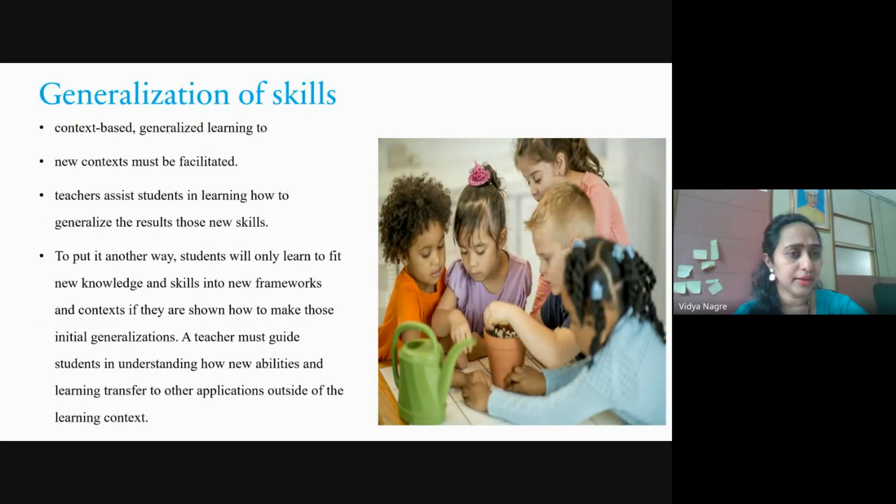Generalization of skills is very important, because skills are more context based. So you have to generalize those skills. But when it comes to a new context, they are not able to apply those. So as a teacher, you have to train them to generalize whatever general knowledge they have, and then be able to apply the skill to whatever comes forth as a new thing. So the teacher assists students in learning how to generalize those new skills.